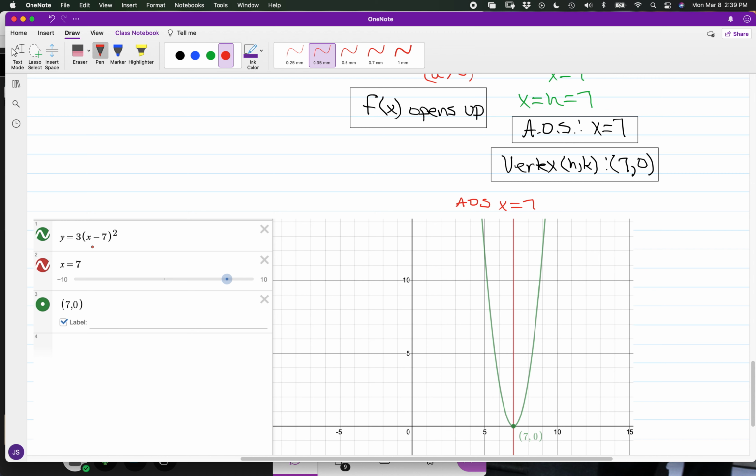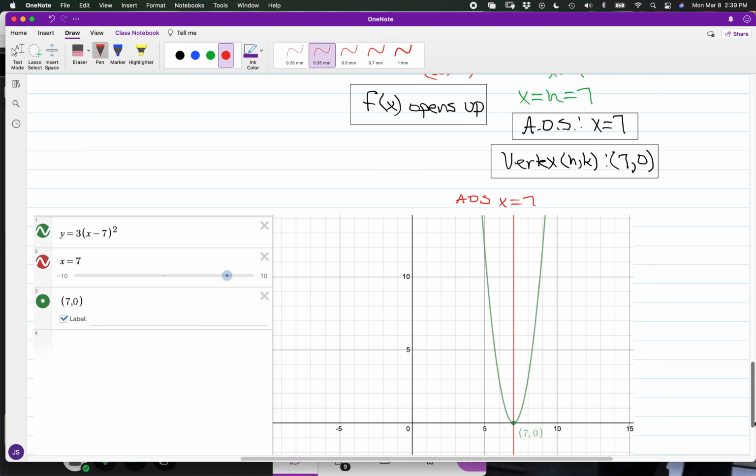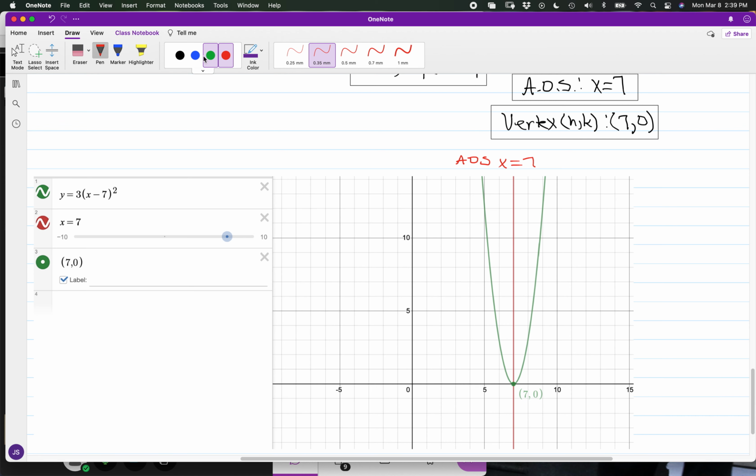And again, you have f of x at 3 times the square of x minus 7, so the graph is moving upward. And in the case of the vertex, we have 7, 0. Okay, and this is situated at the bottom, so in this case the vertex is going to be the function's minimum.